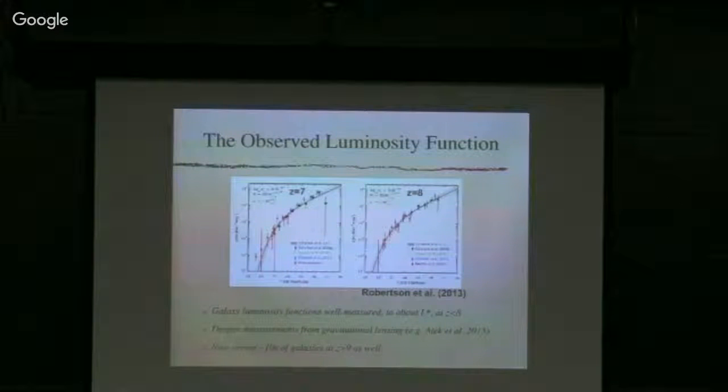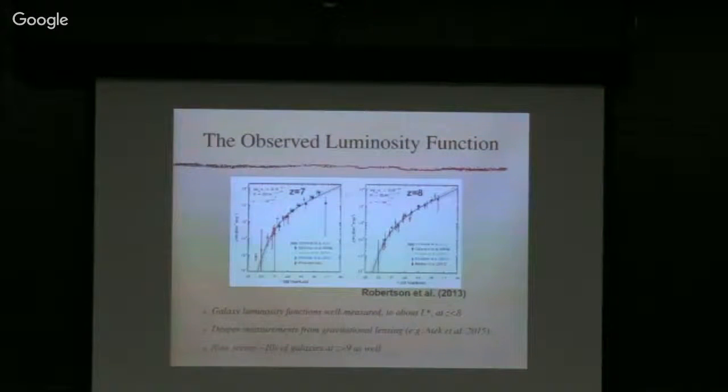These are redshifts of 7 and 8. That's 850 million years after the Big Bang and 600 million years after the Big Bang. Okay, and you can see that the bright ones are rare, so there are big error bars there. But we have pretty good measurements on how many of these galaxies there are at these times. The challenge, though, is it turns out that there are way more faint galaxies than bright ones.